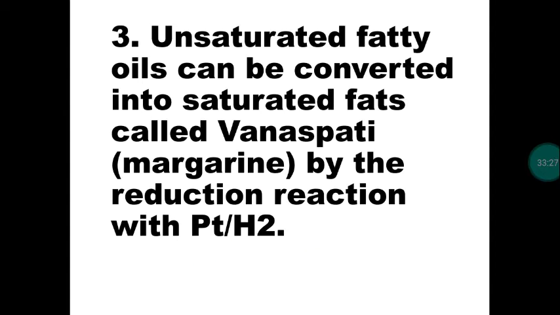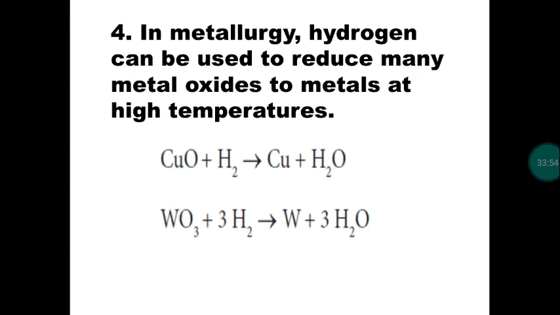Third one, to prepare vanaspati. We use vanaspati in our cooking process, right? This vanaspati is prepared by passing hydrogen into unsaturated fatty oils. So hydrogenation will be there, the addition process will be there. So these unsaturated fatty acids will become saturated fats called vanaspati, right? The reaction takes place in the presence of platinum. So for the preparation of vanaspati, we use hydrogen.